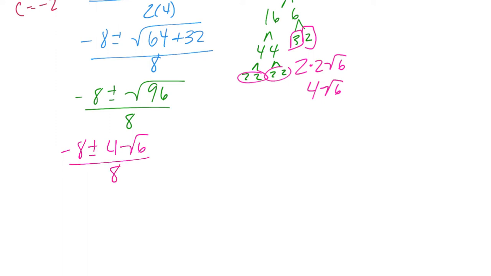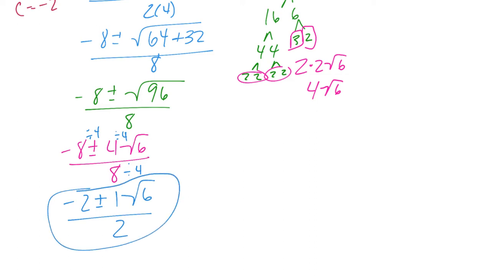What goes into 8? Negative 8, 4, and 8. So I can divide all of those by 4. So then I have negative 2 plus or minus 1 root 6 over 2. And then I'll show you completing the square and how you get the same thing. All right, so that is the final answer with quadratic formula.